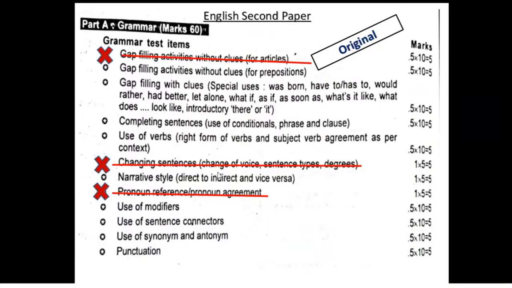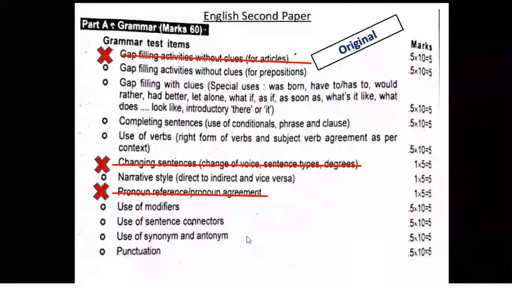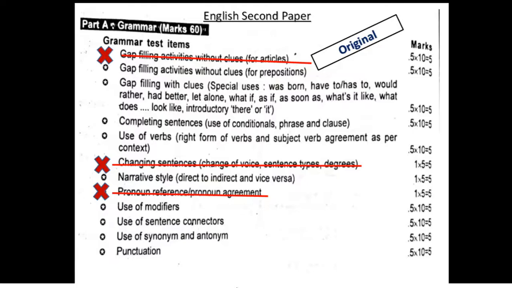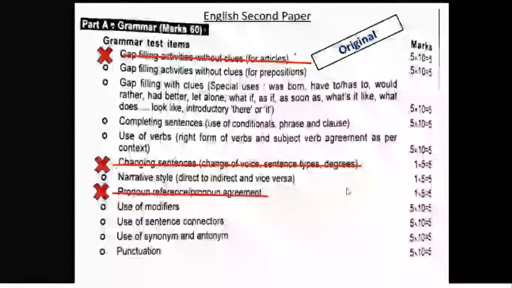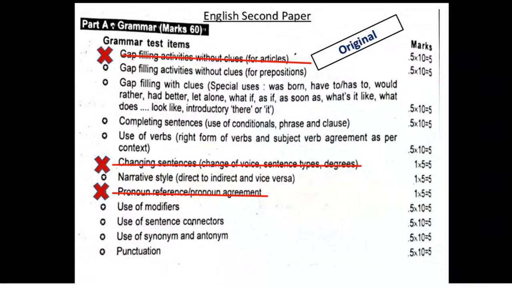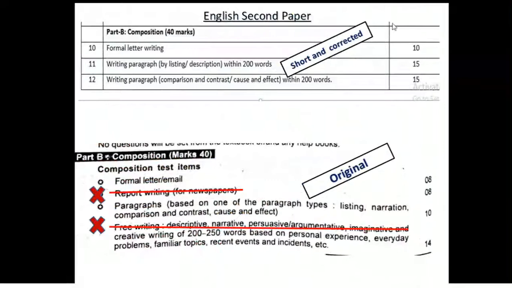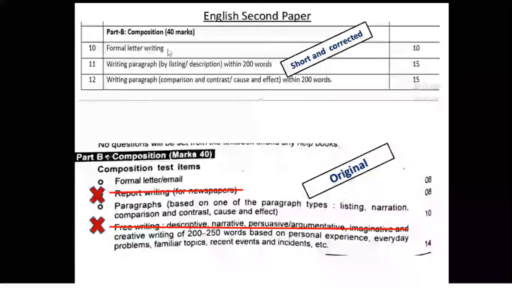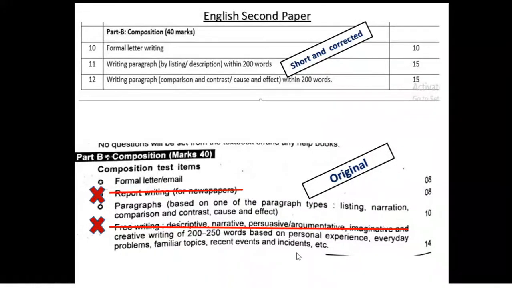So in the original syllabus there were 12 items in part A or grammatical part. Now you find 9 items, and marks allotted for the grammatical items are the same, 60 marks. And in the composition part or part B, you find some changes.